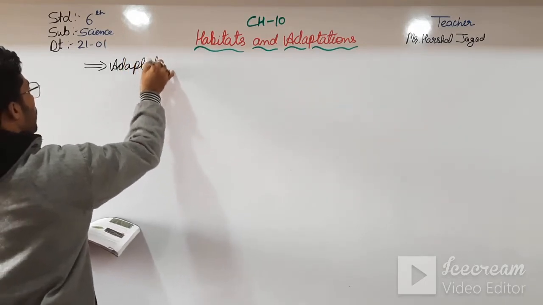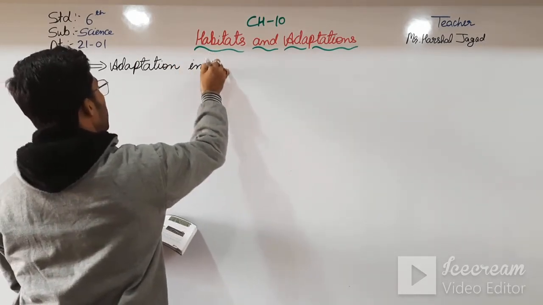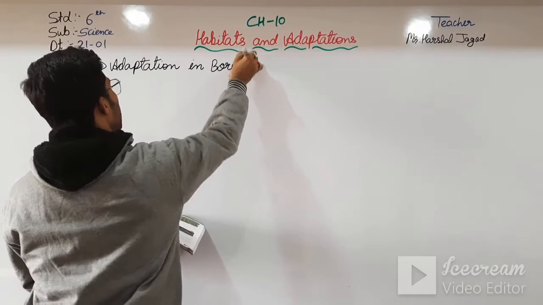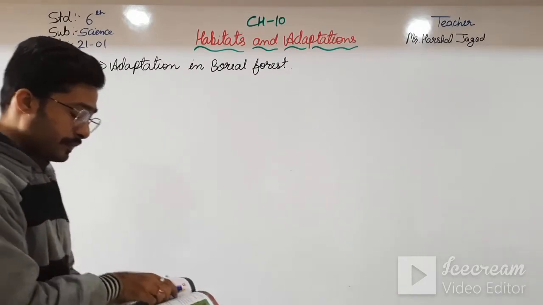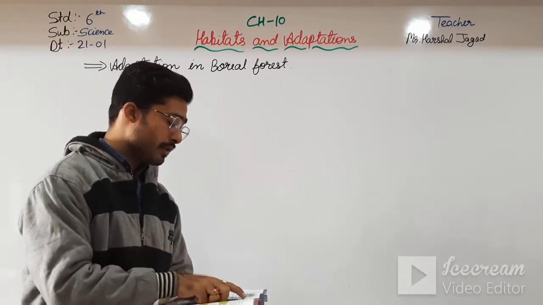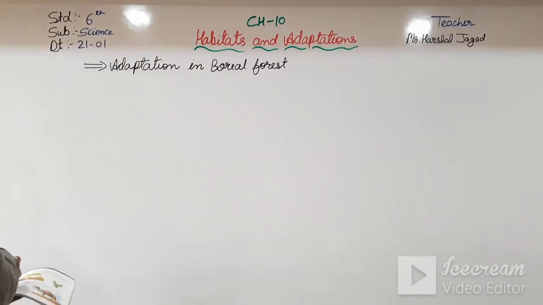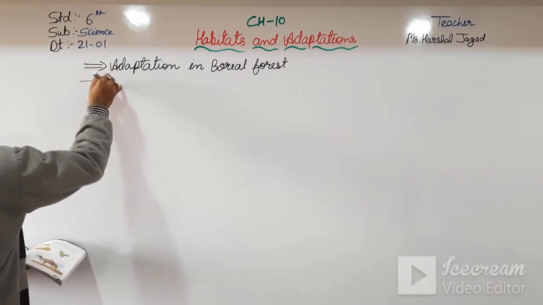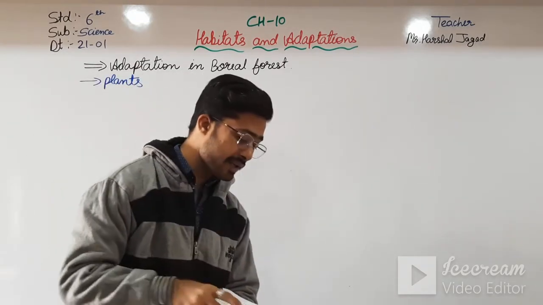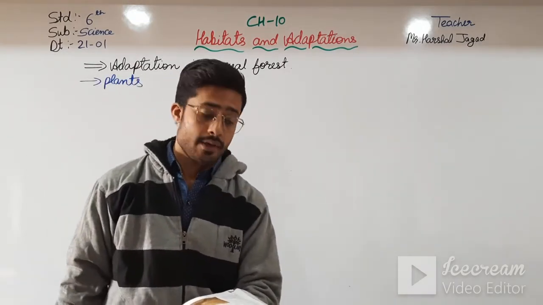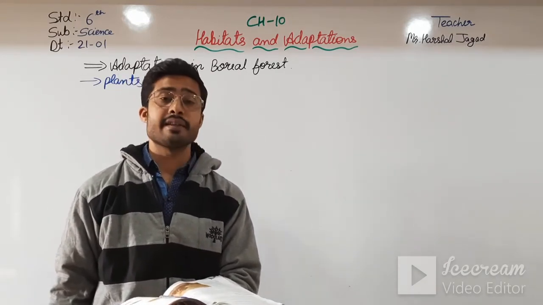Adaptations in boreal forest. Here you can see the first is plants. So what are the adaptations in the plants? Trees in boreal forest have a conical shape which allows the snow to slide off the branches easily.